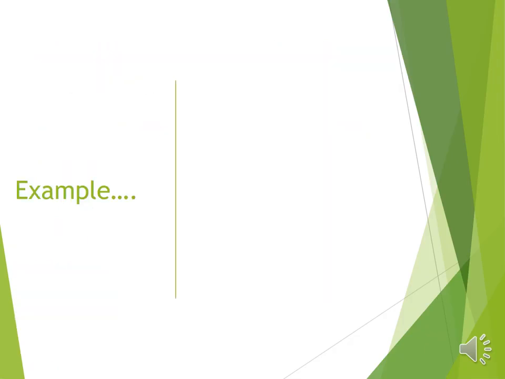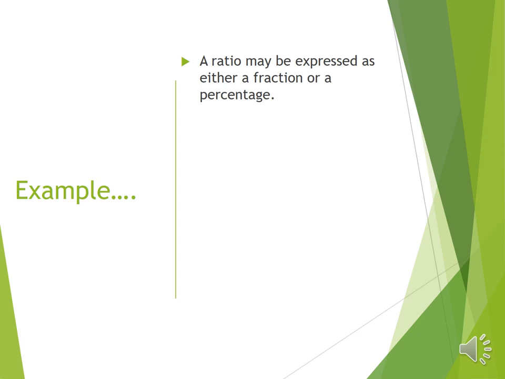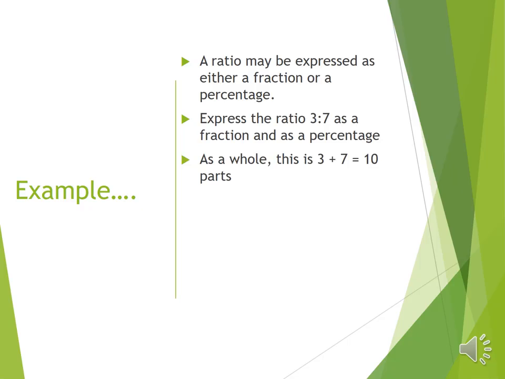Another thing that you might be interested in knowing is that a ratio might be expressed as either a fraction or a percentage. So, for example, express the ratio 3 to 7 as a fraction and a percentage. Well, what do we do? We add the two parts of the ratio that we have in front of us. 3 plus 7 equals 10. So 10 parts in total. If 10 parts in total, then we know that as a fraction, the 3 is 3 over 10 and the 7 is 7 over 10. And so 3 over 10 to 7 over 10 is in fraction format. And if we were to present it as a percentage, then it will be 30% to 70%.